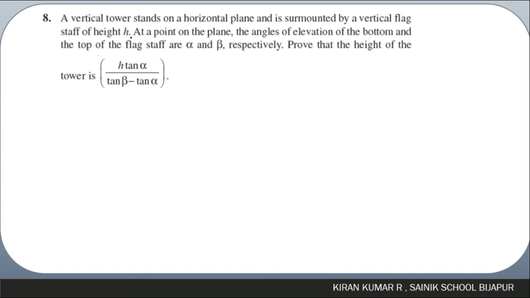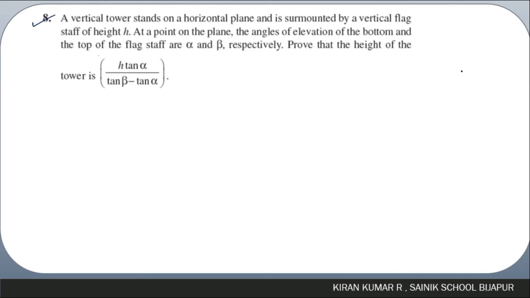flagstaff of height h. At a point on the plane, the angles of elevation of the bottom and the top of the flagstaff are alpha and beta respectively. Prove that the height of the tower is h times tan alpha divided by tan beta minus tan alpha. This is one of the important results. It was asked in the UPSC examination.